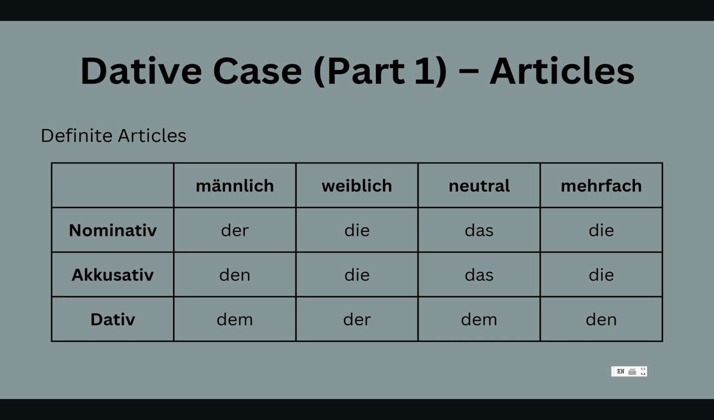For the nominative case, the definite articles in German are as follows: der, die, das und die. For the accusative case, the definite articles in German are as follows: den, die, das und die.